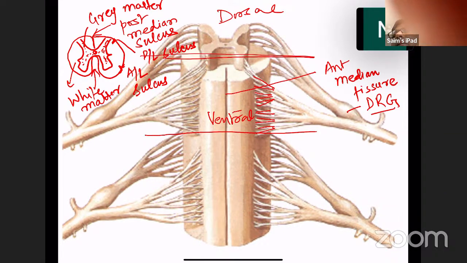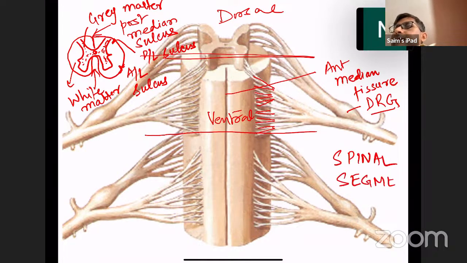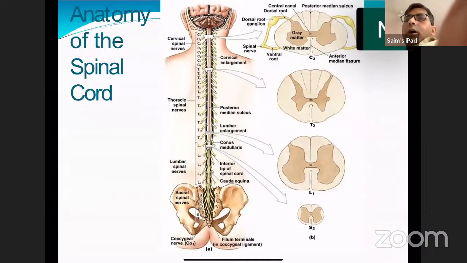Okay. This is called as spinal segment. इसको spinal segment कहते हैं. ठीक है, एक spinal segment कहते हैं जो area that of the spinal cord that give rise to the spinal nerve, pair of the spinal nerve. They are called as spinal segment. Okay, is that clear? चलो अब आगे चलते हैं.